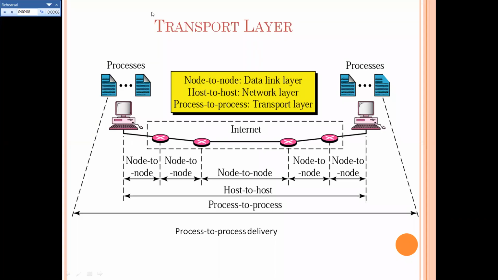Transport layer is the fourth layer of the OSI model. Transport layer delivers a packet or a part of the message from one process to another. Therefore, it is called process-to-process delivery.